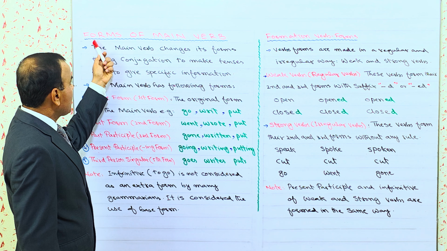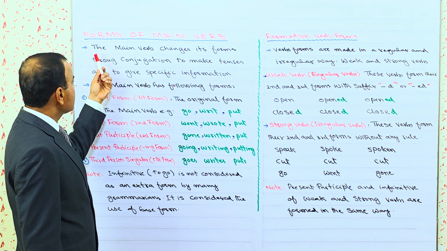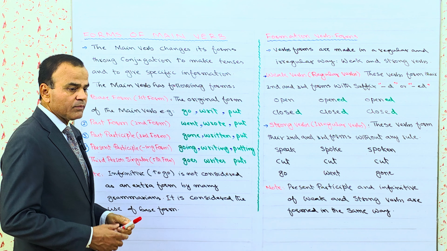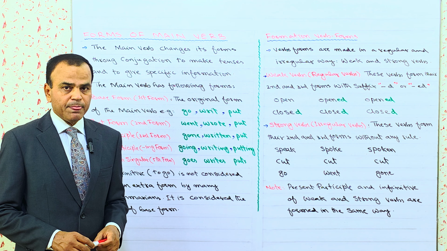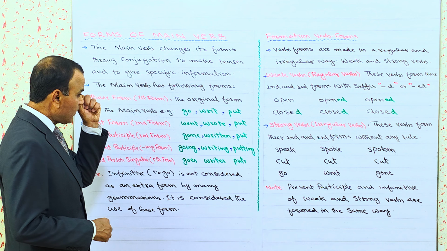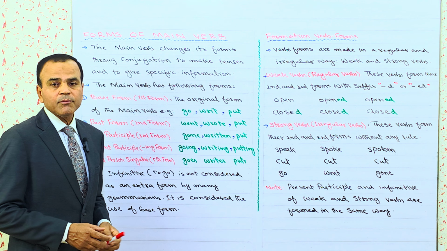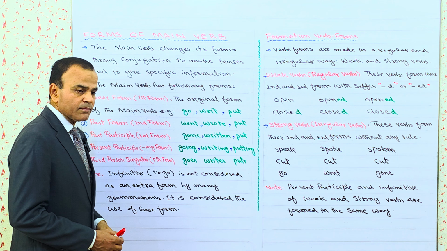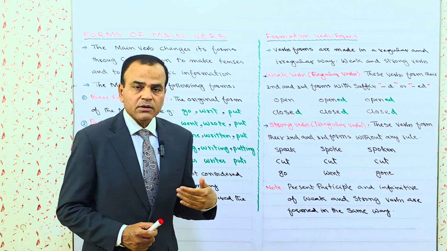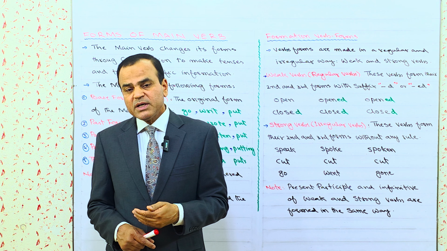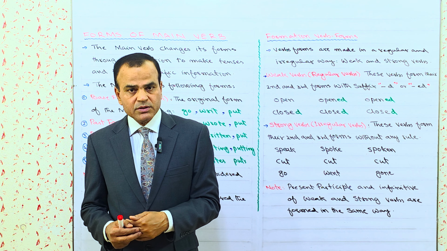The forms of the verb means the forms of the main verb. In our previous videos, we have already clarified the difference between the main verb and the auxiliary verb. So when we say forms of the verbs, actually we are talking about the main verb. The main verb changes its forms through conjugation. Conjugation means that it must match with the subject.